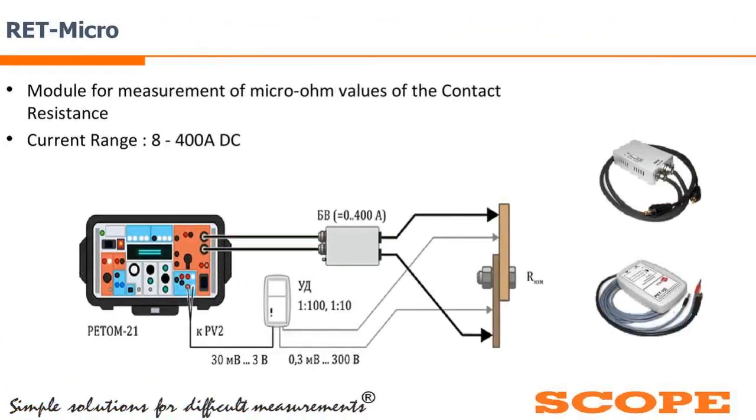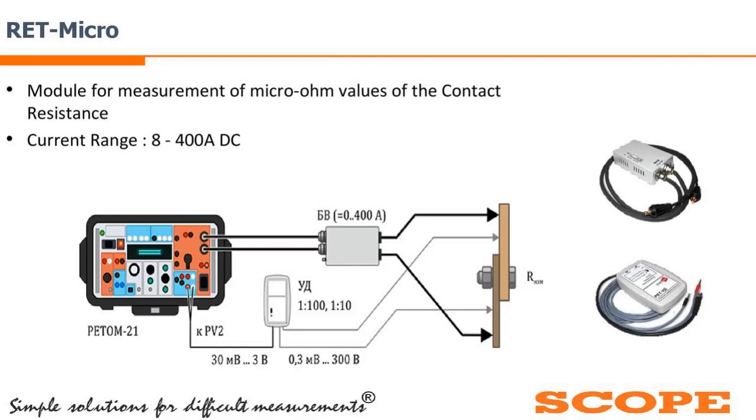So another accessory is the Rate Micro. As the name indicates, micro means micro ohm. We need to measure micro ohm resistance during the contact resistance measurement of various equipment, such as bus bar, circuit breaker, isolator contacts, and the like. For that we have the accessory Rate Micro.